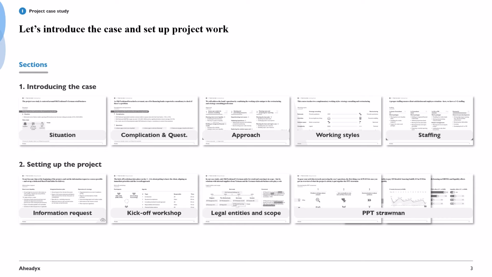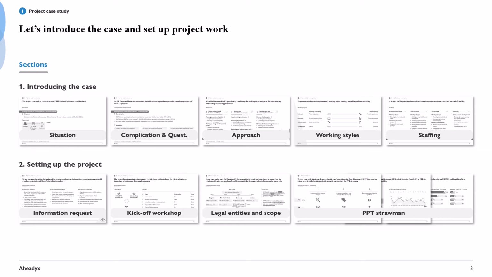In video 2, we will then set up the project. That is, we will request information early on for the different work packages. We will have a kickoff workshop agenda with the client. We will look into legal entities that are in scope. This is more important in restructuring projects. So in strategy consulting projects, you usually do not need to look into this, but here it matters.